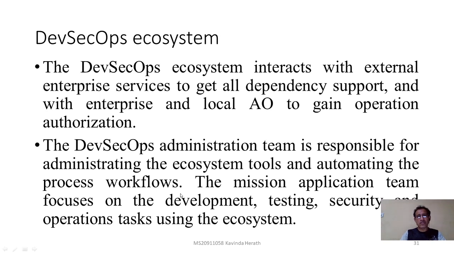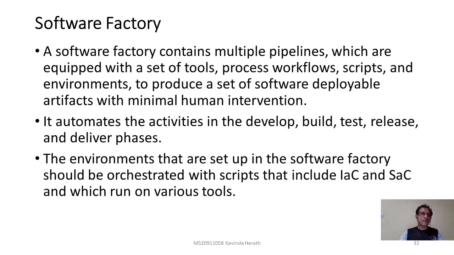The DevOps ecosystem interacts with external and enterprise services to get all dependency support, and with enterprise and local AO to gain operations authorizations. The DevOps administration team is responsible for administrating the ecosystem tools and automating the process workflows. Finally, the software factory contains multiple pipelines equipped with a set of tools, processes, workflows, scripts, and environment tool products, and a set of deployable artifacts with minimal human interaction.